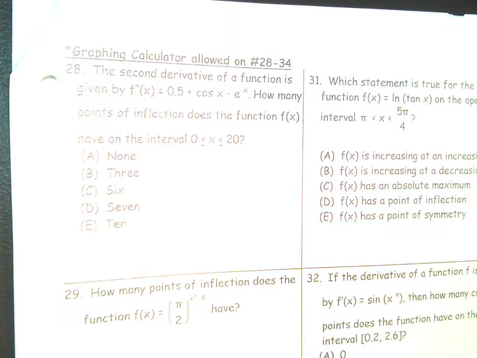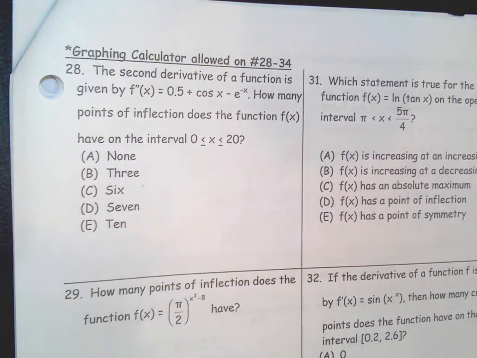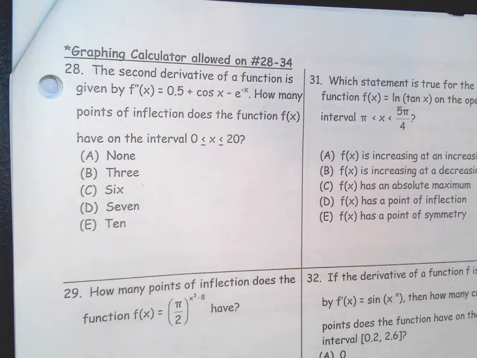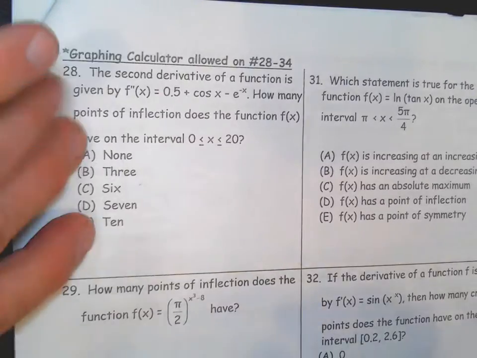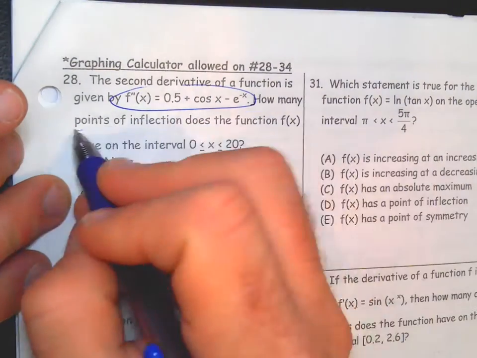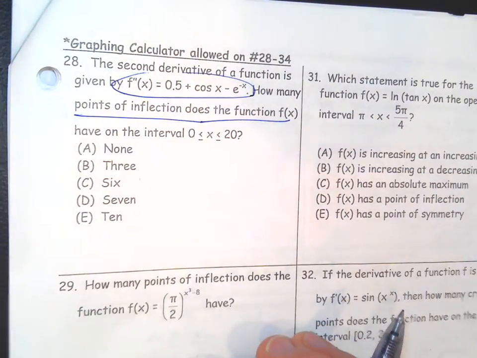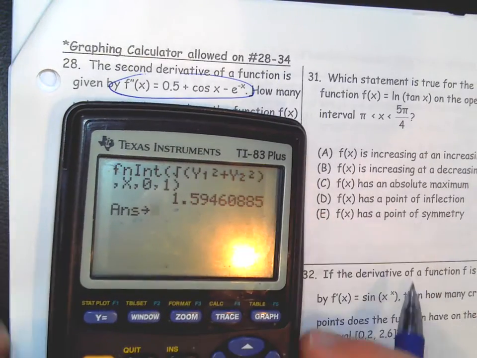So you get to use a graphing calculator for these ones, and you should really want to use a graphing calculator, even if you think you can pull it off by hand, because graphing calculators can be quicker and should be more correct. And honestly, sometimes you think you can do it by hand, but you can't. So they give me a second derivative. How many inflection points does it have? Well, let's just graph the second derivative.